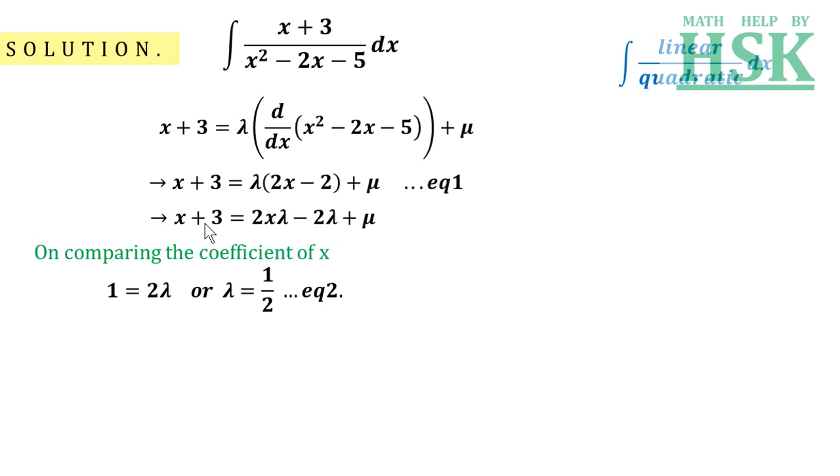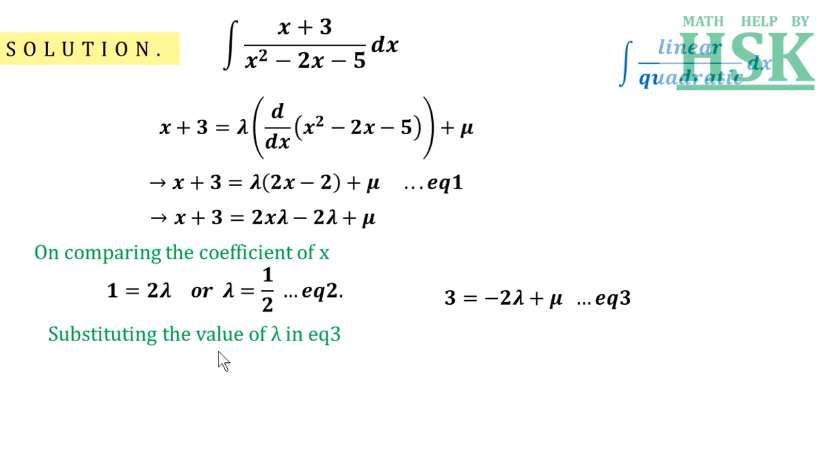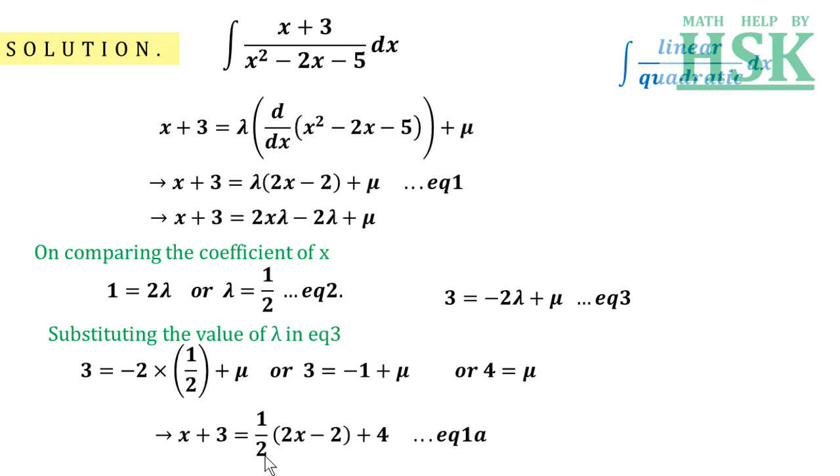On equating the constant term, I am going to get 3 is equal to minus 2 lambda plus mu. Substituting the value of lambda in equation number 3, I get 3 is equal to minus 2 into 1 by 2 plus mu. This will be equal to minus 1. So 3 is equal to minus 1 plus mu, or mu is equal to 4. Substituting lambda equal to 1 by 2 and mu equal to 4 in equation number 1, I get x plus 3 is equal to 1 by 2 times 2x minus 2 plus 4. You can mark this as equation number 1a.